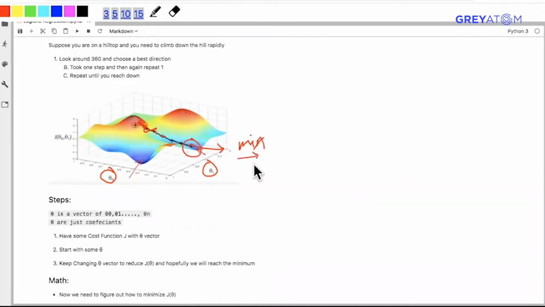We want to reduce our cost, and this is the cost on the other axis here. So that's how gradient descent works, to be very simply put. So what steps are we actually taking? We need a cost with theta. So theta is just a vector, guys, which will have theta 0, theta 1, however many variables you have, theta 2, and so on.